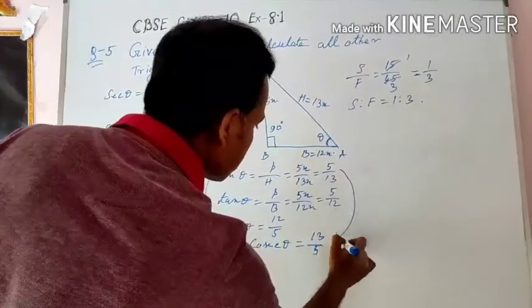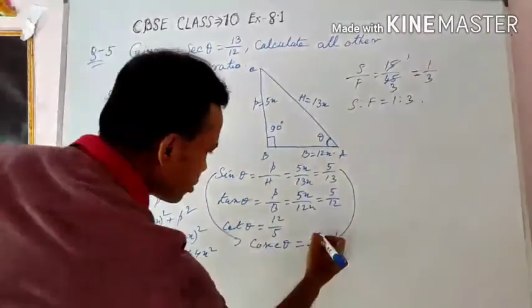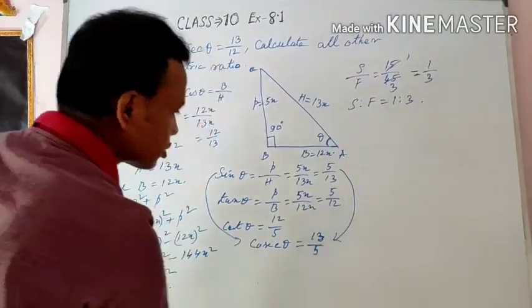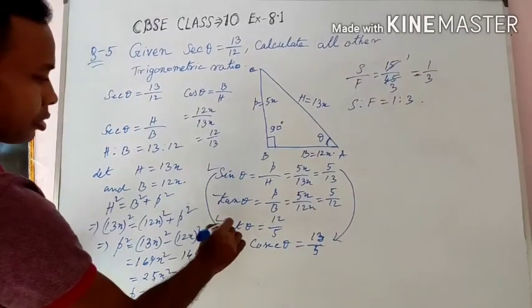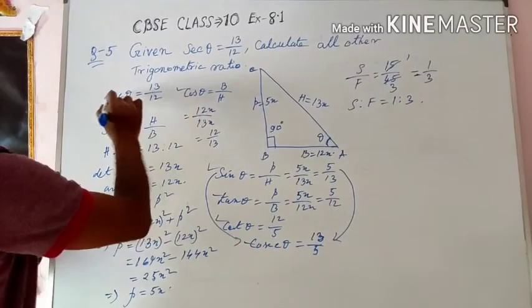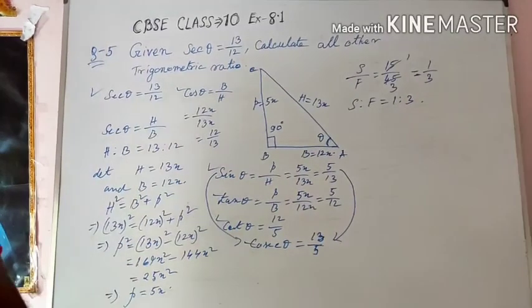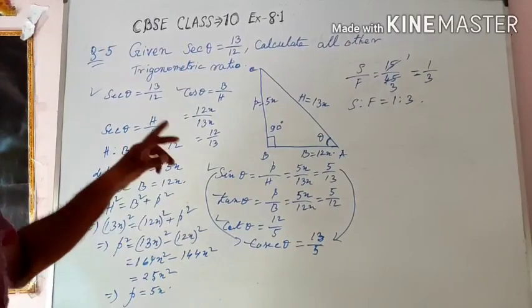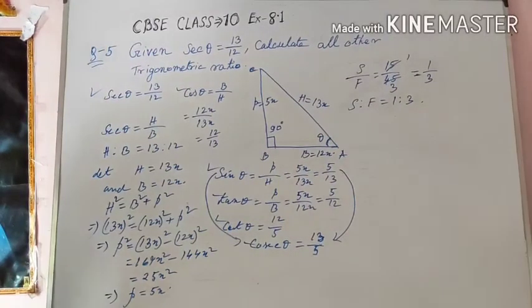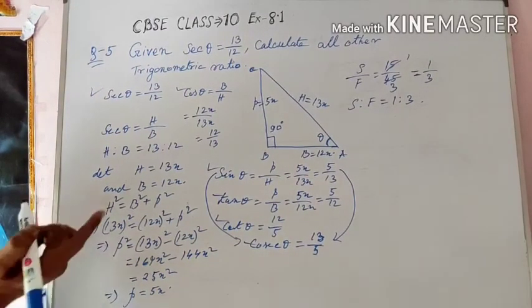Here, just the reciprocal, 13 by 12. Okay. Or 5 by 13, 13 by 12. So we can find out all the trigonometric ratios: sin theta, tan theta, cot theta. 1, 2, 3, 4, 5, already 6 is given. In this way you can easily find out this sum, what is the value of sec theta, cos theta, tan theta, etc. Okay.